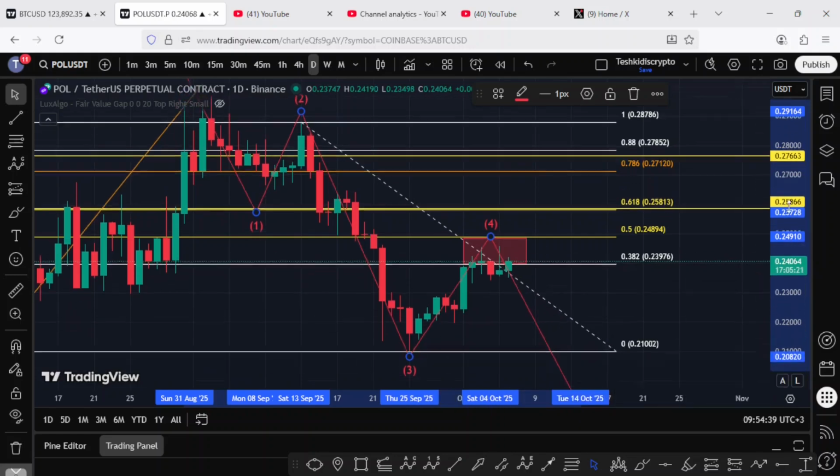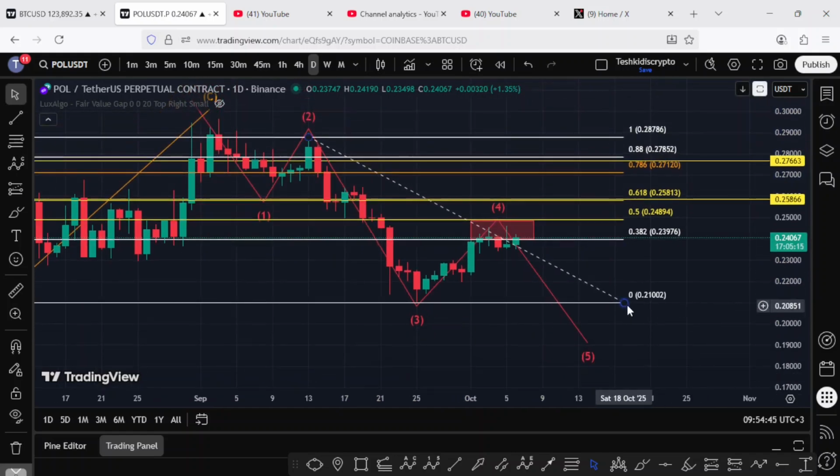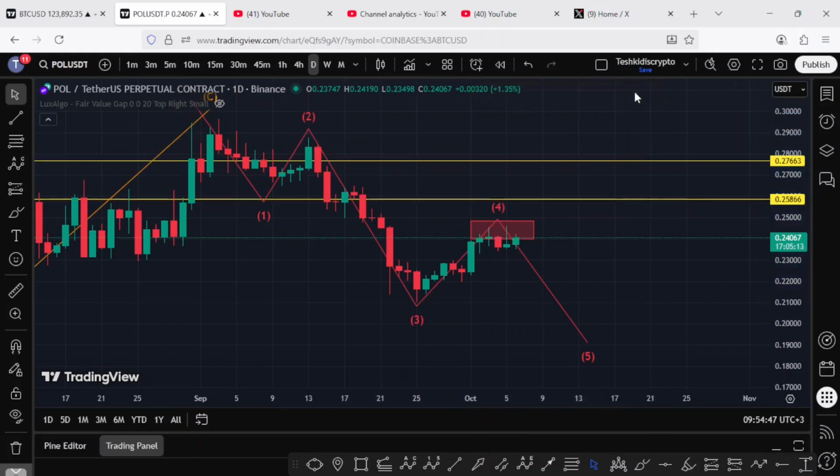And as a result of that, this area over here is now acting as resistance. And the first possible scenario is that we are going to get rejected within the area and continue pushing a little bit lower in the formation of this wave 5.